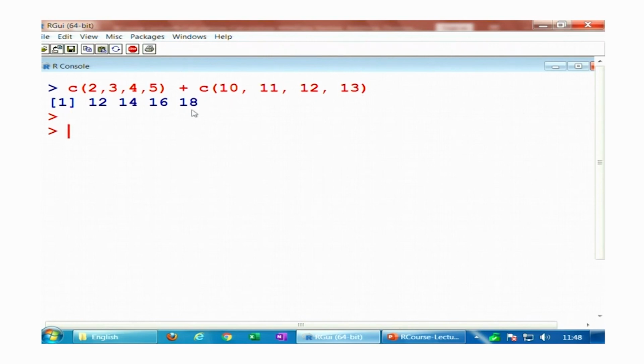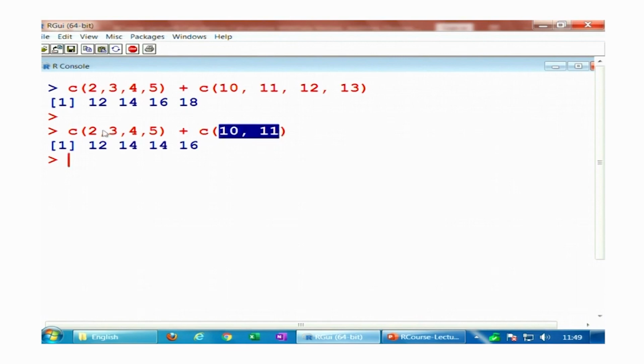Now, I try to do the same thing, but I try to reduce the number of elements in the second data vector. So, now my first data vector has 4 elements 2, 3, 4, 5 and the second data vector has only 2 elements 10 and 11. So, now let us see what happens.